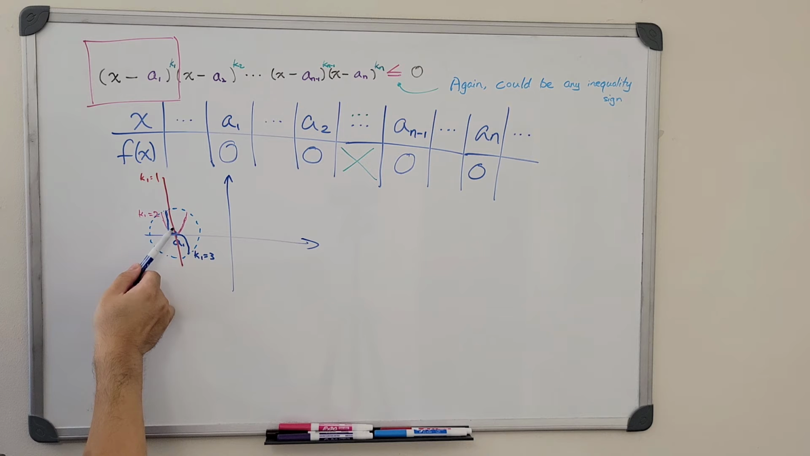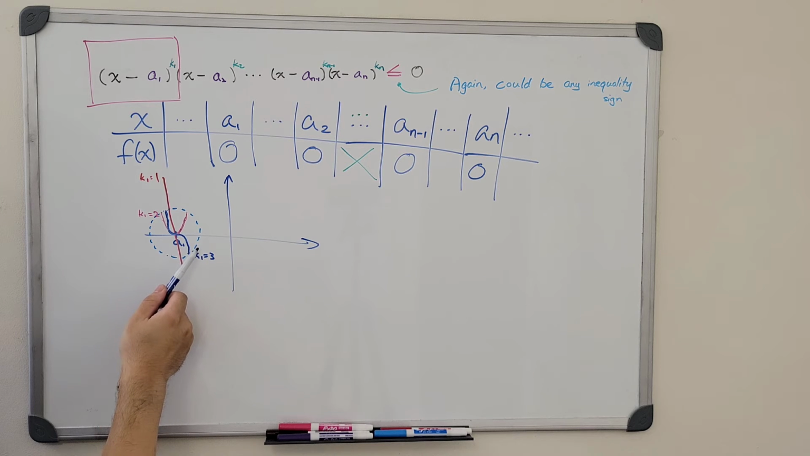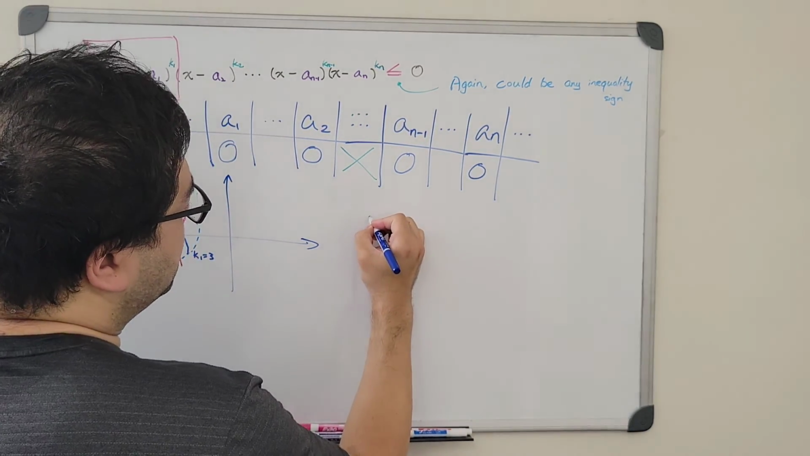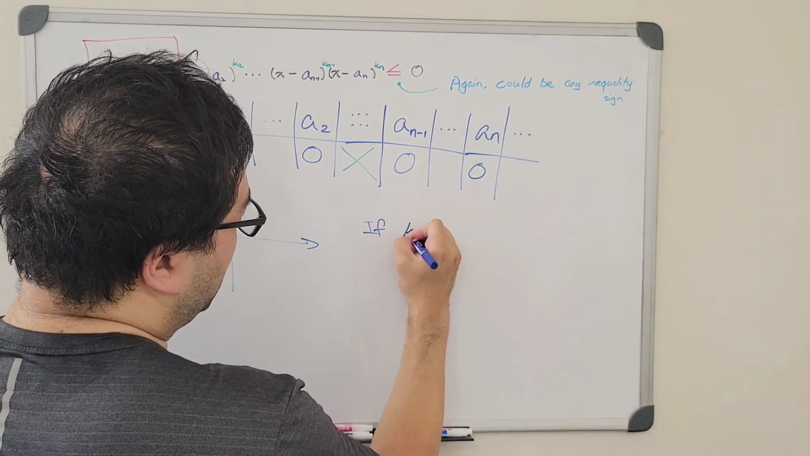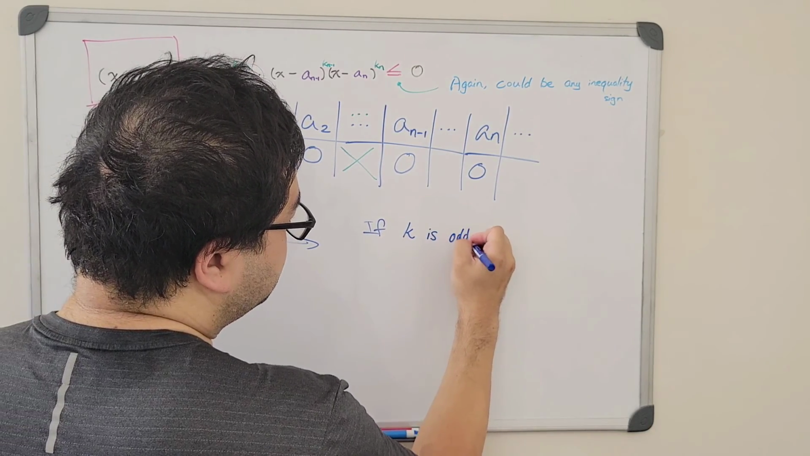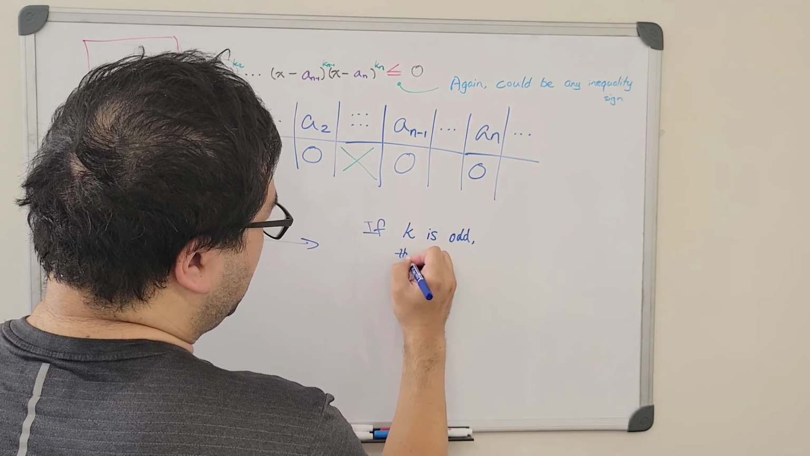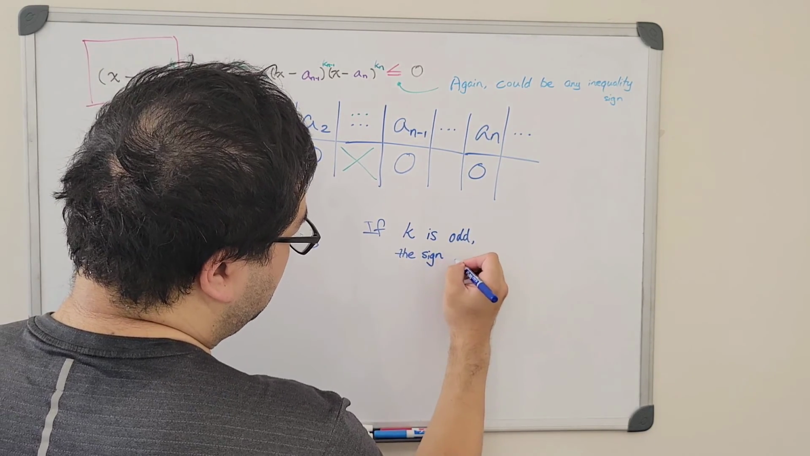We see that before a1 in this graph, we always have positive, and then right after it, it will turn into negative. However, if k1 is an even number, we see that no matter before or after, a1 will end up with the y value that's positive. So what does that give us? It actually tells us that if k is odd, the sign will change.